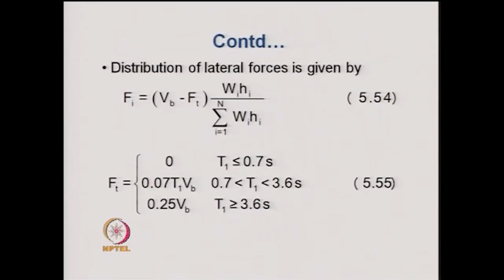So far as the distribution of the lateral force is concerned, the equation that is used is somewhat different than the International Building Code. In the International Building Code we had Wi Hi to the power k, and the value of k could be 1, could be 2, or in between 1 and 2, but here the value of k is simply equal to 1, that is why it is Wi Hi divided by the sum of Wi Hi over all the floors.